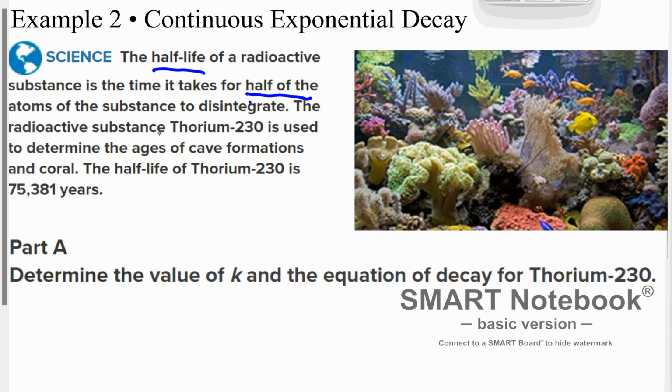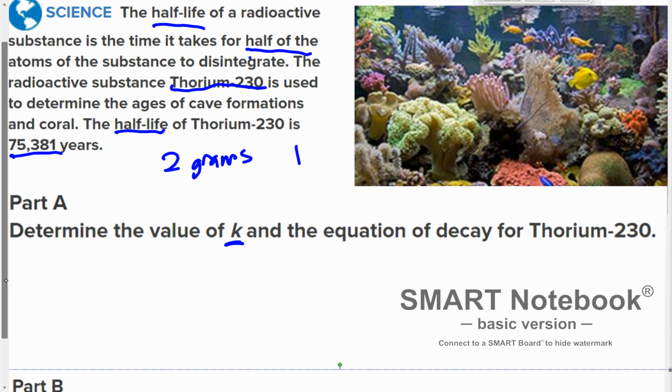Radioactive substance, this thorium-230, is used to determine the age of caves, formation of coral, so that's interesting. Half-life of that is 75,381 years. So that means that if I start out with 2 grams, then after 75,381 years, I will have 1 gram. So we want to solve out what is this K of the thorium.